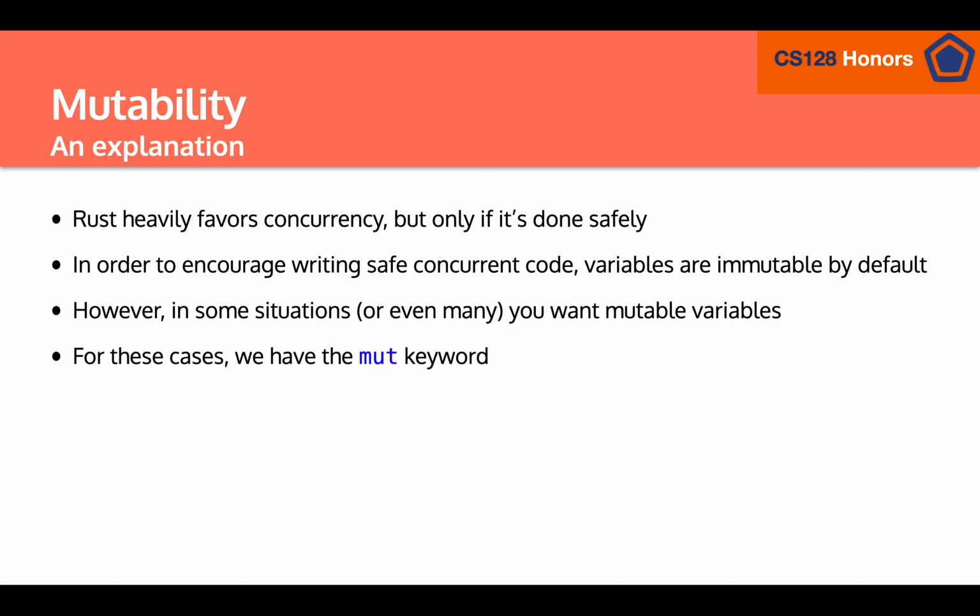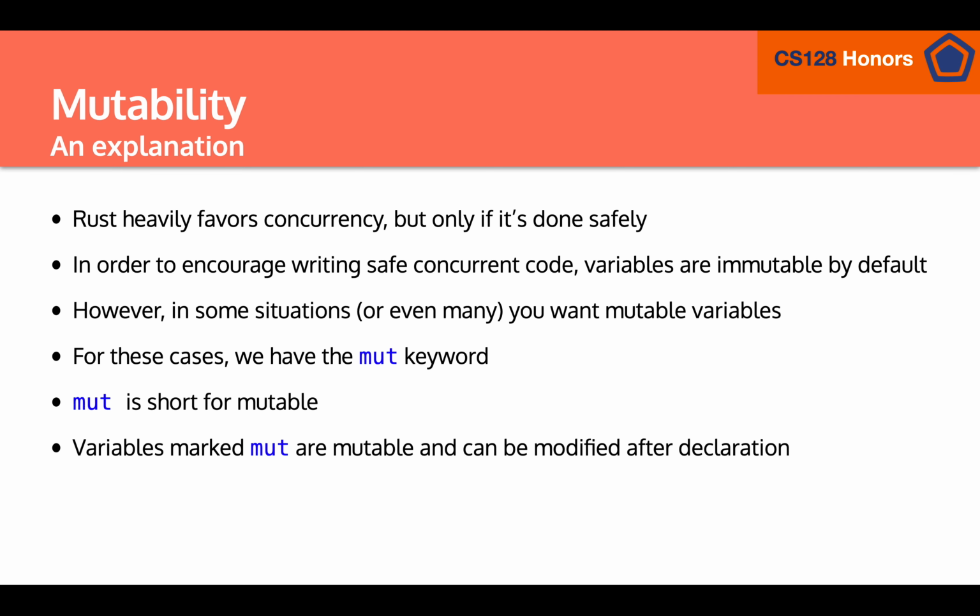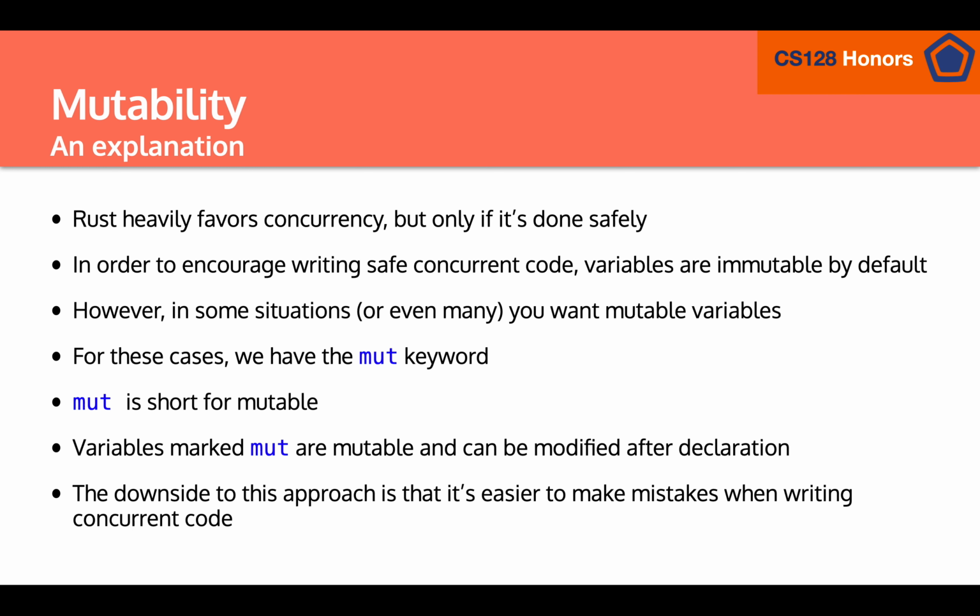And so in those cases, we have the mut keyword, MUT. The mut keyword is short for mutable, which means that variables can be changed. Variables marked mut can be modified after their declaration. The downside to this is that it's easier to make mistakes when writing concurrent code. And this is a really big point that we'll come back to when we get to our section on concurrency.